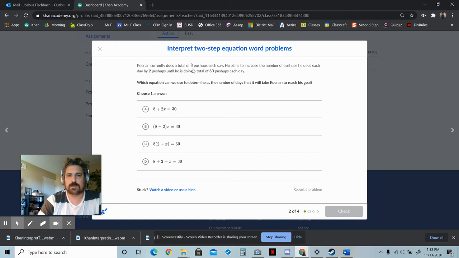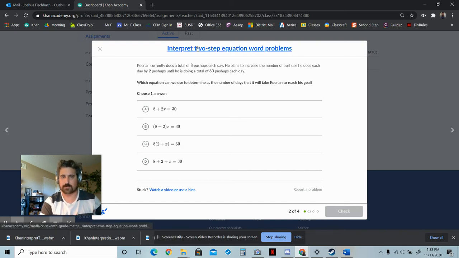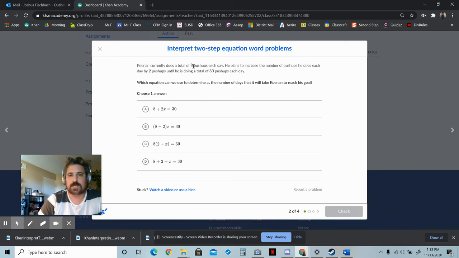Well, he's going to start. Where is he starting? Keenan currently does 8. So he starts at 8. So it's going to have a constant of plus 8. That's where it starts. So the constant's like where it starts, right? Irrespective of how many units of time we're talking about here, days in this case, what is the starting value? The starting value is 8. It's always going to stay the same. So we know the equation has to have a plus 8 in it.